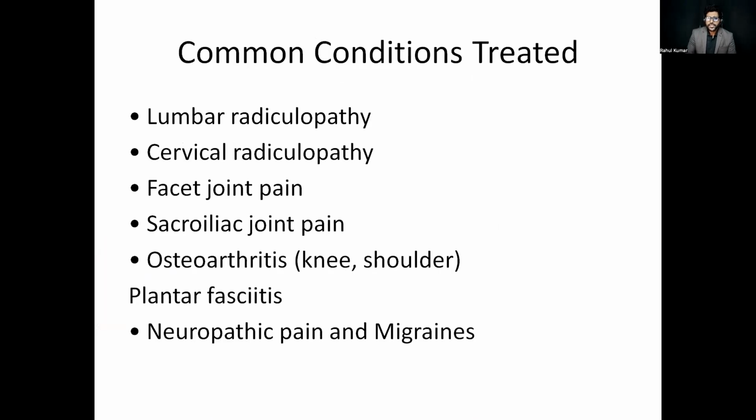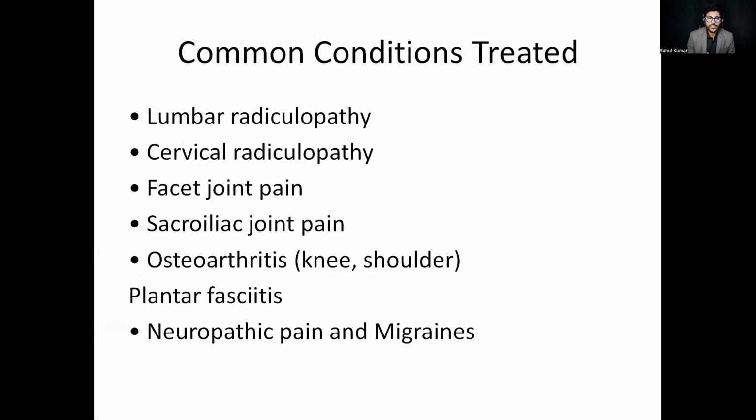So what are the conditions that we do? It's an obvious question. What we see mostly are lumbar radiculopathy, cervical region, then facet, then you have sacroiliac joint, osteoarthritis of the knee and shoulder. These are probably the maximum number of cases I've seen in my own personal practice. I could say most of our patients come with knee osteoarthritis and mostly in an advanced state. And I've seen quite a number of plantar fasciitis as well.